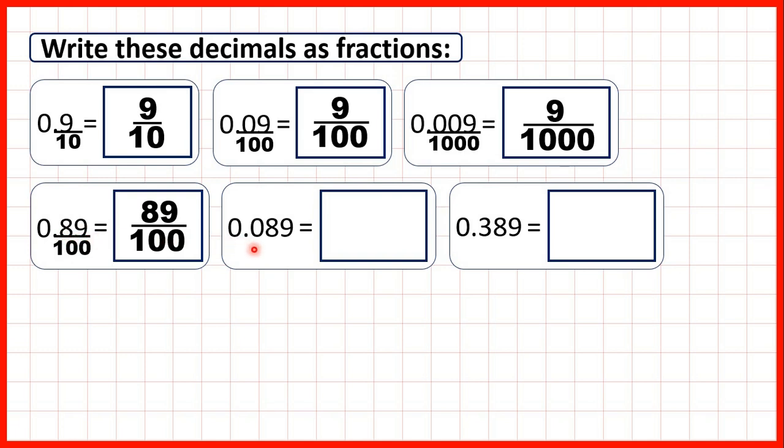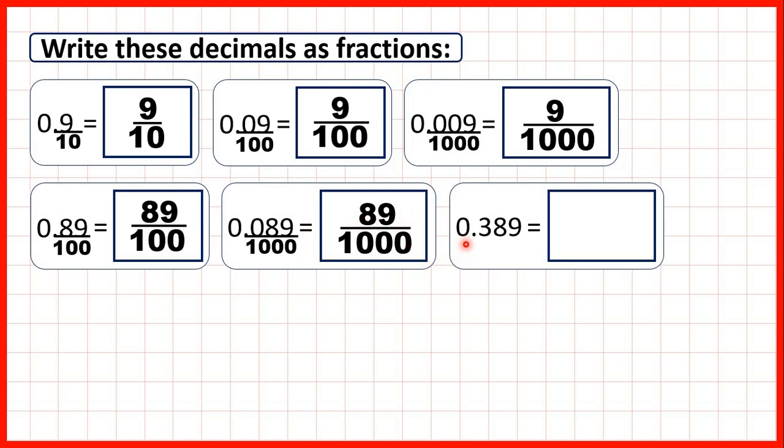Now 0.089, so we have three digits after the decimal point, and after the decimal point, the third digit is the thousandths digit. So we can draw a line across from the decimal point and write a denominator of 1,000. So that gives us 89 thousandths, because 8 hundredths is the same as 80 thousandths, and then adding that to the 9 thousandths gives us 89 thousandths.